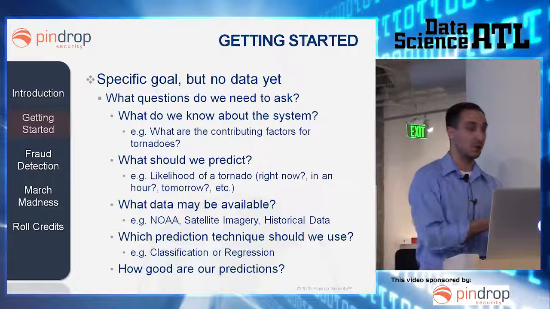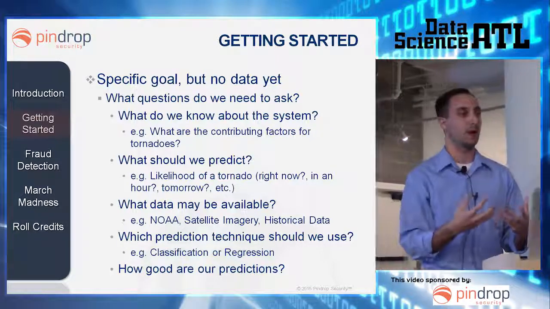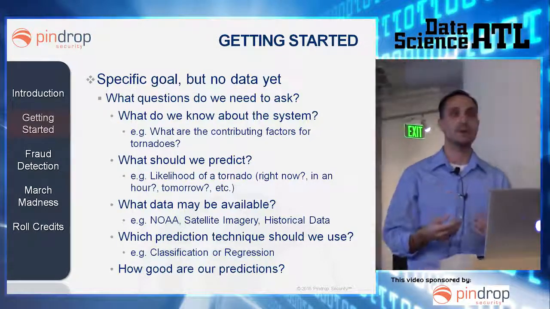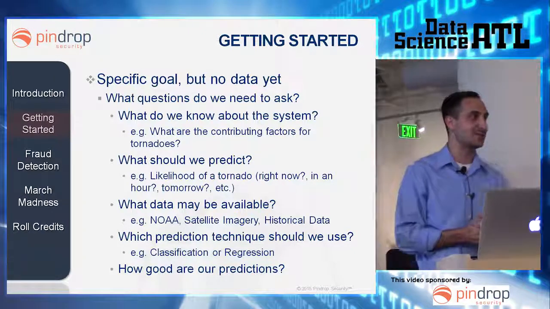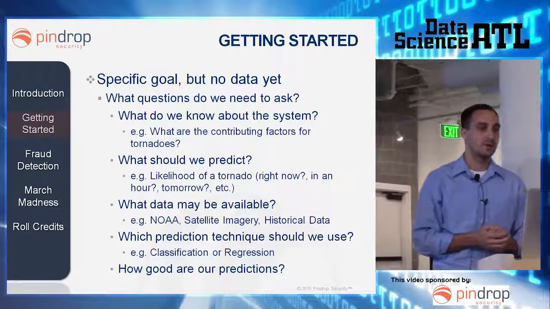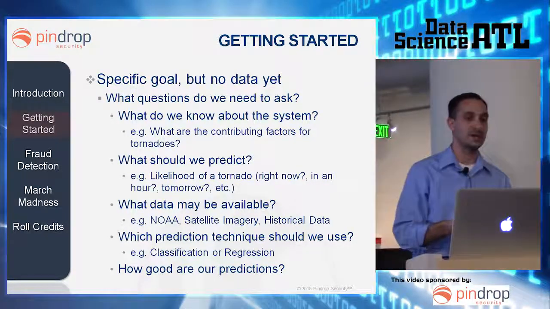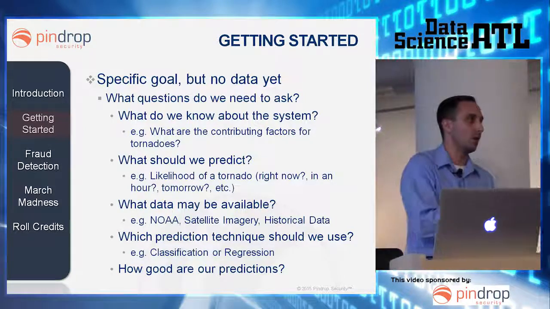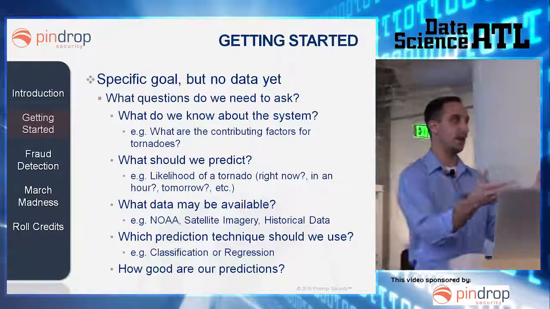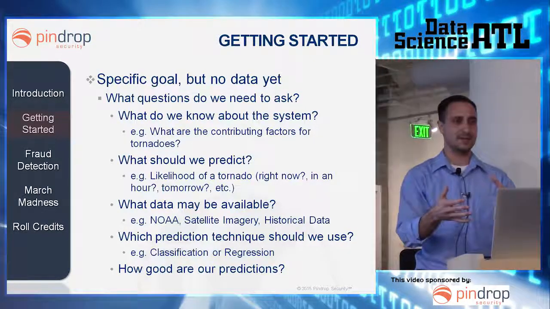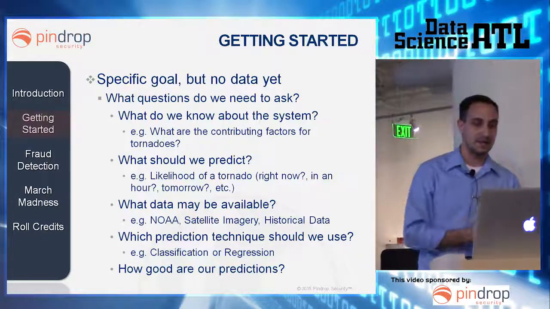task where we have a goal in mind, but we don't yet have data and algorithms to support that goal. So using the example of trying to predict a tornado, what questions do we need to ask? So first of all, it's really good to understand the system, right? So for a tornado, what are the contributing factors? Is it weather? Well, of course, right? So is it high pressure, low pressure? Is it temperature? Is that involved? How about humidity? These sorts of things.